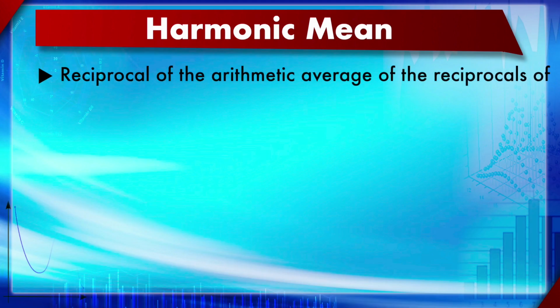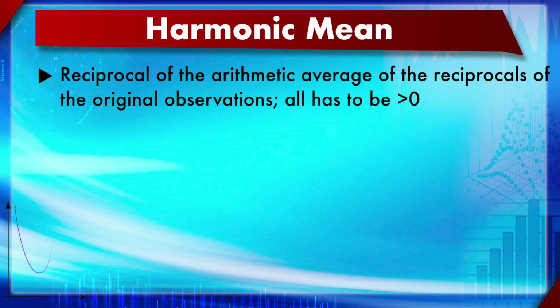Another kind of mean is known as harmonic mean, which is the reciprocal of the arithmetic average of the reciprocals of the original observations. All values have to be positive. So, if there are negative values, then harmonic mean is not an option, and also with 0 values you cannot calculate the harmonic mean. Harmonic mean is that first you take the reciprocals, then average all these reciprocal values, and then you take the reciprocal of that average. That is what you call the harmonic mean.